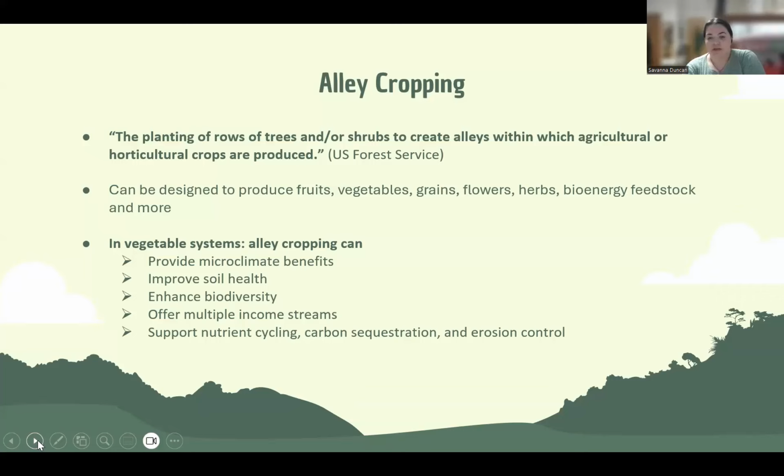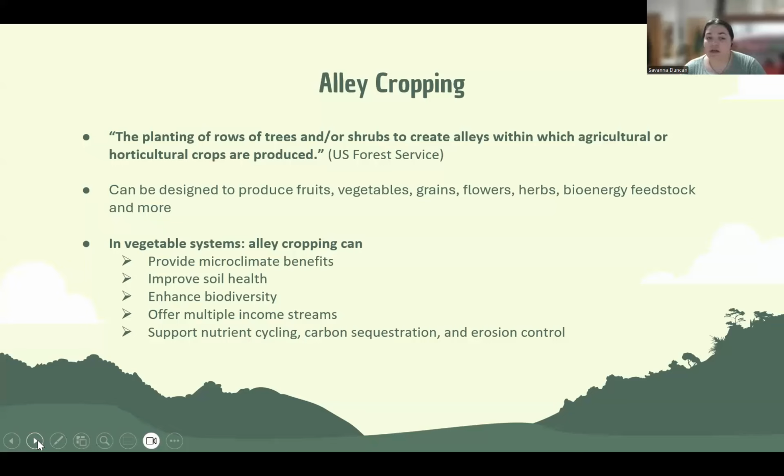So what does this mean? This means that if I was going to describe to you what this was going to look like, you would have rows of trees usually planted. I've consistently seen about 30 feet apart, but depending on the system, this can vary, with crops being planted between the alleys. And we're going to elaborate on this a little bit more. But this type of system can be designed to produce fruits, vegetables, grains, flowers, herbs, bioenergy feeds, and more. The possibilities are really endless with this type of system.